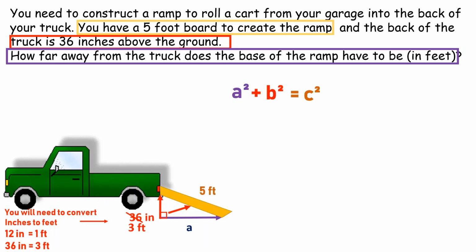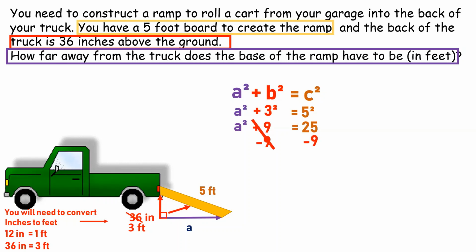A squared plus B squared equals C squared, which will be A squared plus 3 squared equals 5 squared. A squared plus 3 times 3 is 9 equals 5 times 5 is 25. I will treat this as a one-step equation, and I will solve this by subtracting 9 from both sides of the equation.